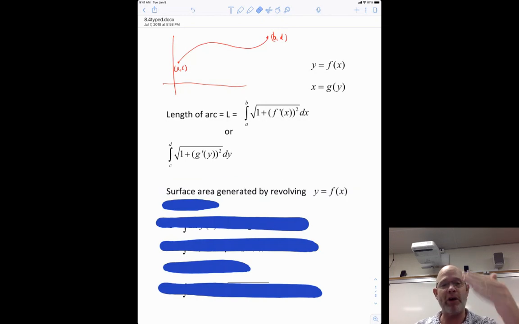So now we're going to take this same arc length and we're going to revolve it. We're going to make a three-dimensional shape, but we're not going to find the volume of that three-dimensional shape. We're going to find the surface area.